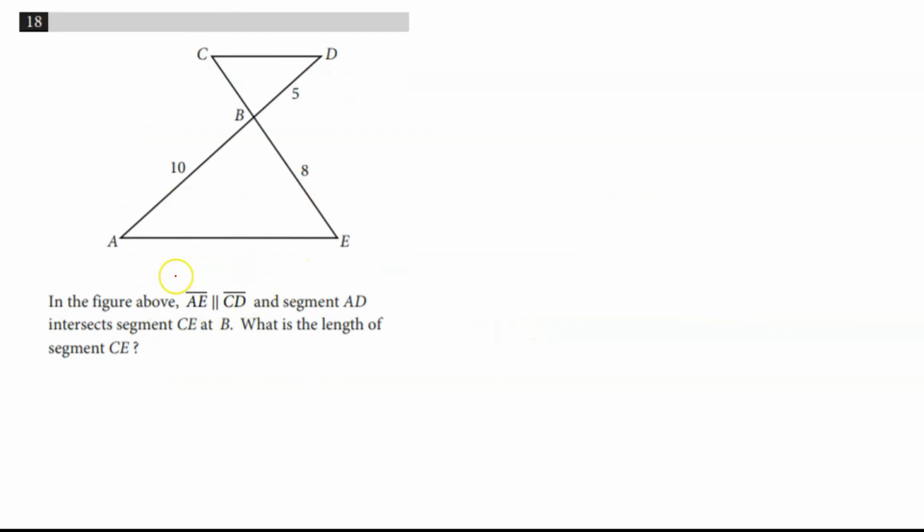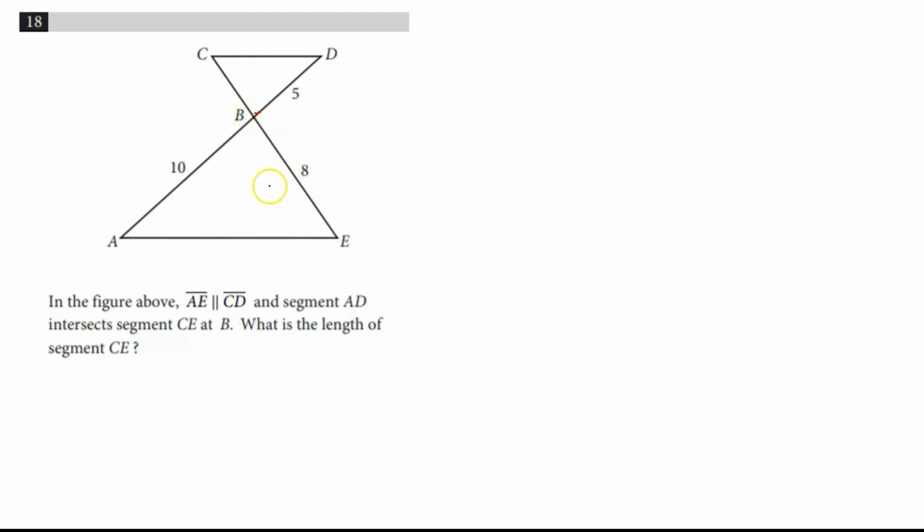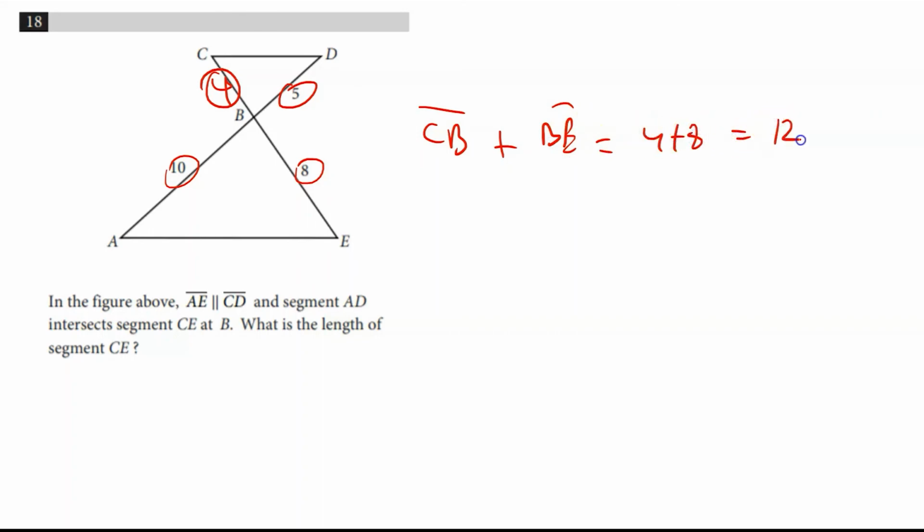Number 18, we have two triangles, and they intersect at point B. Okay, so immediately it pops out to me that these are similar. So we have 10 here, 5 here. So I would notice that CB would have to be 4 then, by the same equality. So the length of CE, this entire thing, is the length of CB plus the length of BE, and that is 4 plus 8 equals 12.